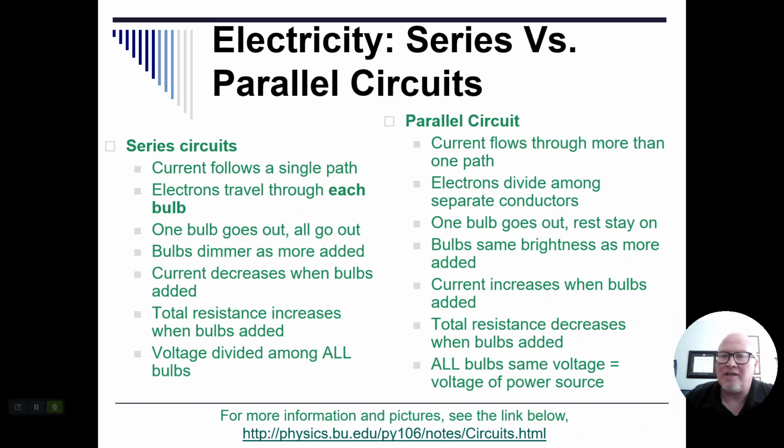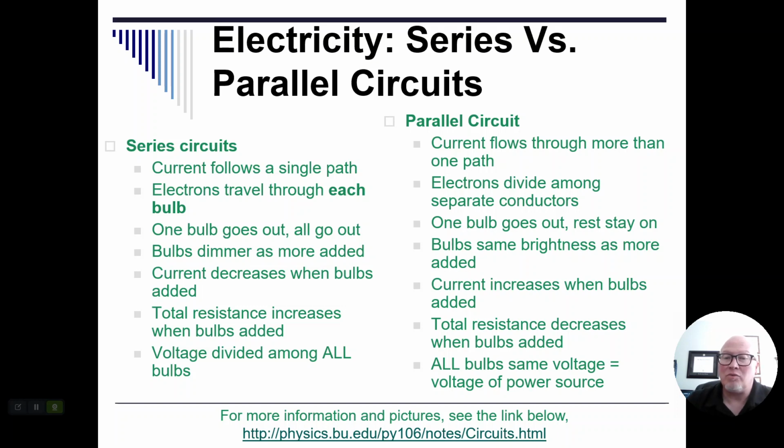A parallel circuit is different. A parallel circuit is a circuit where there are multiple pathways for electrons to travel. As long as there's a pathway for the electrons to travel, the current is continuing to flow. So current flows in more than one pathway. Electrons divide amongst all the separate conductors. If one bulb goes out, the rest will stay on, because there are other pathways for the electrons to flow.